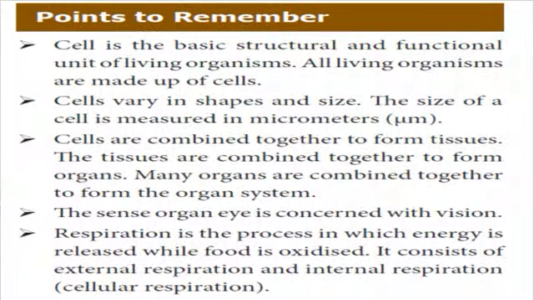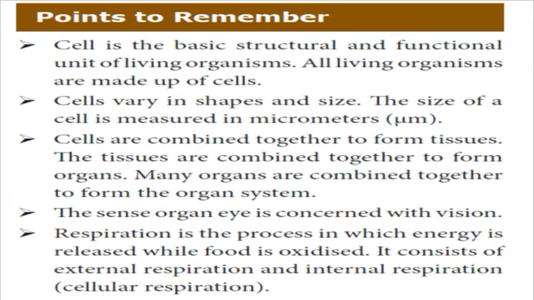Points to remember. Cell is the basic structural and functional unit of living organisms. All living organisms are made up of cells. Cells vary in shape and size. The size of the cell is measured in micrometers. Cells are combined together to form tissues. The tissues are combined together to form organs. Many organs are combined together to form organ systems. The sense organ eye is concerned with vision.